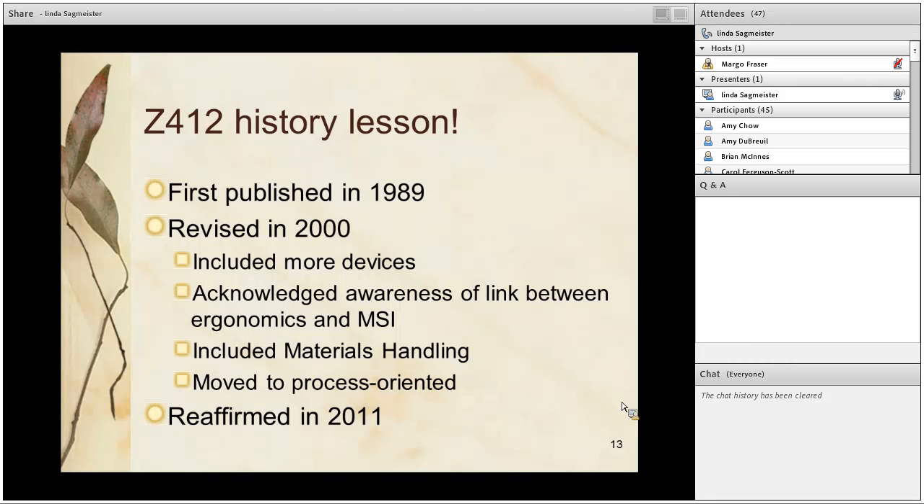And of course, from 1989 until 2000, there were, I don't know how many changes in technology and so on, and just the knowledge that people had of ergonomics and of MSIs and so on had really increased. So the need to improve it and change it and modernize it was really pretty strong by the time 2000 rolled around. So there was an inclusion. They included more devices that weren't there the first round, and they acknowledged this awareness that people were growing to have with the link between ergonomics and MSIs or MSDs, musculoskeletal disorders.